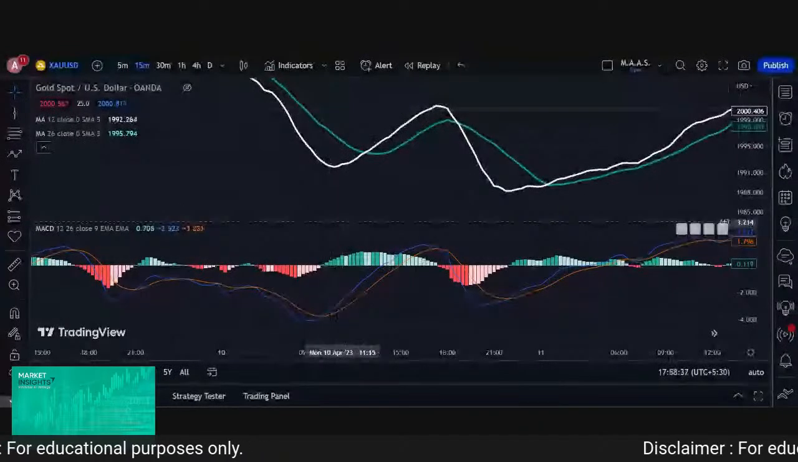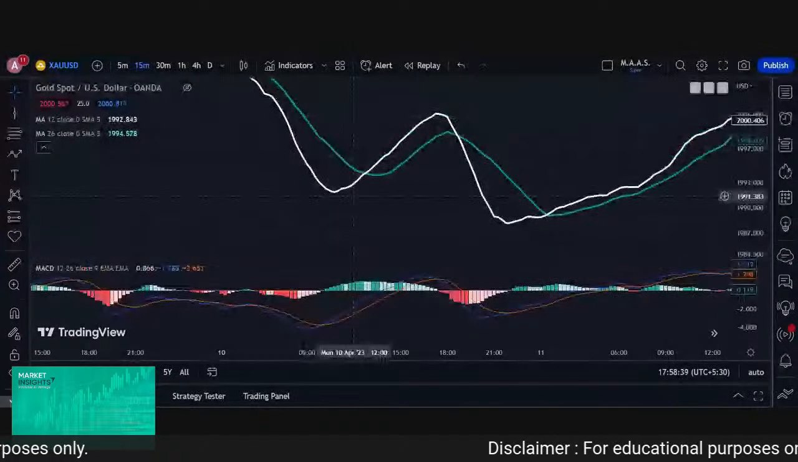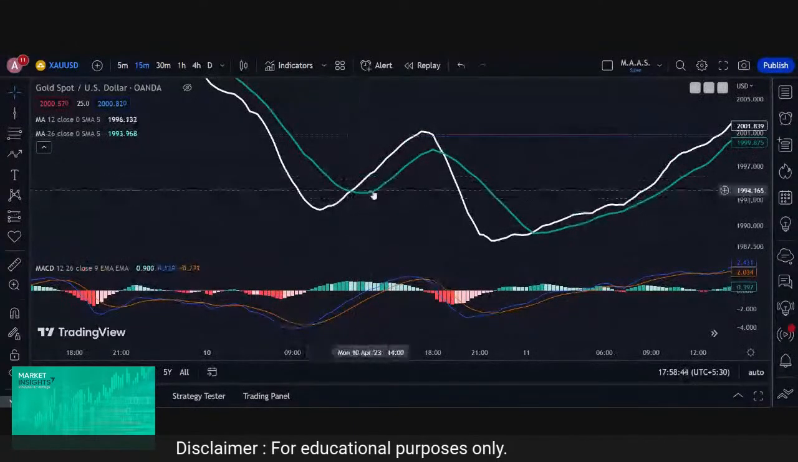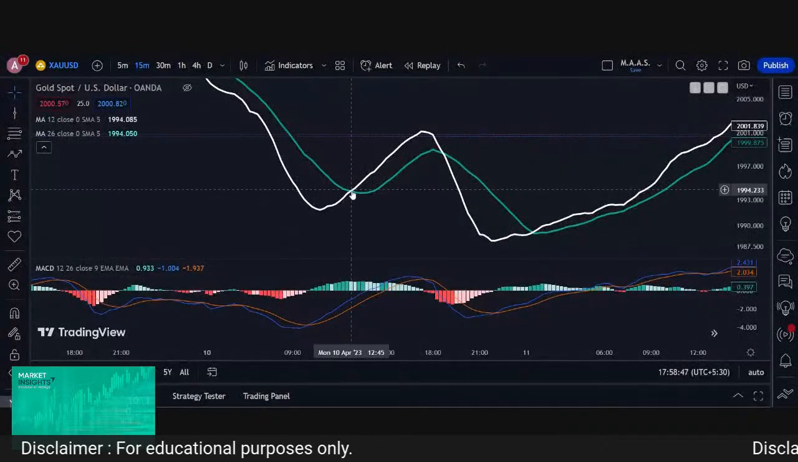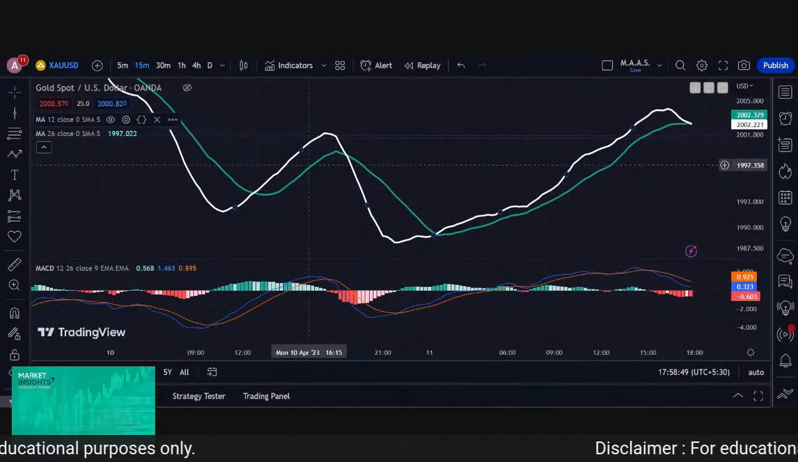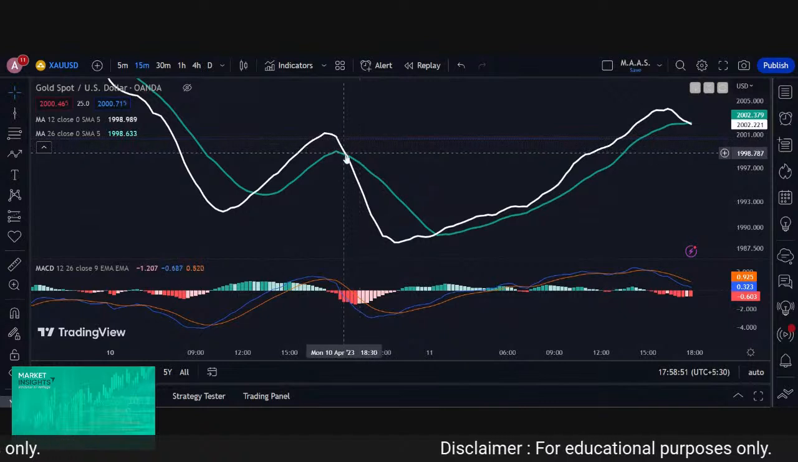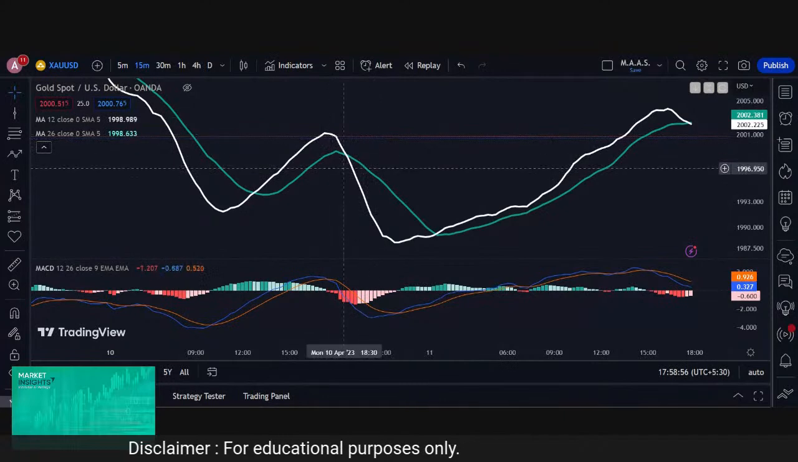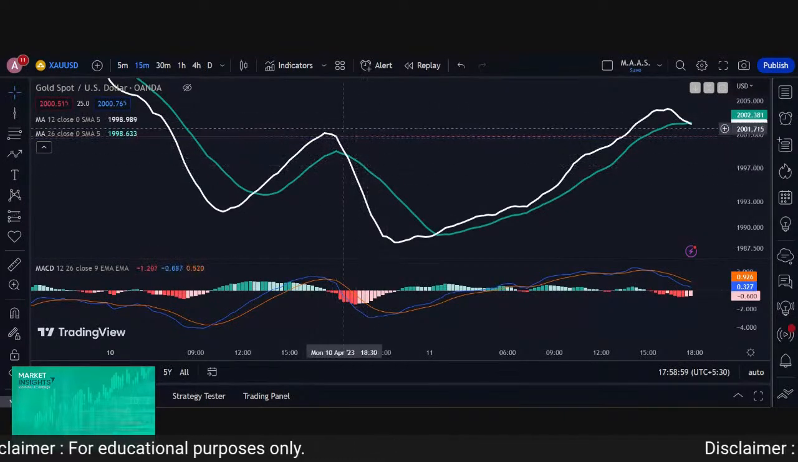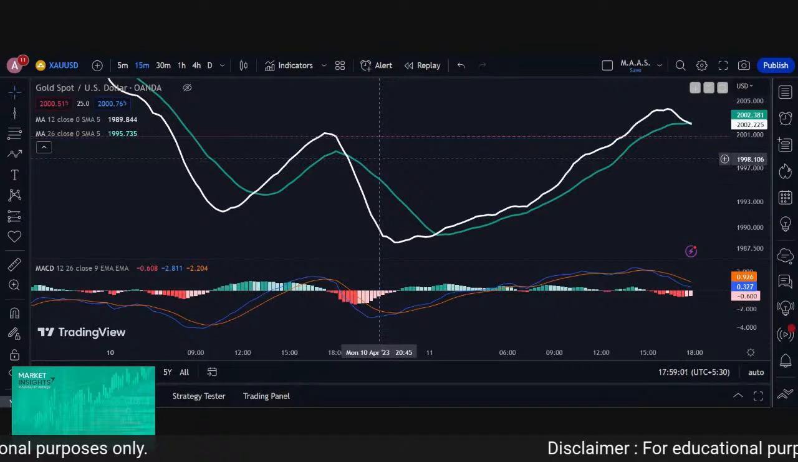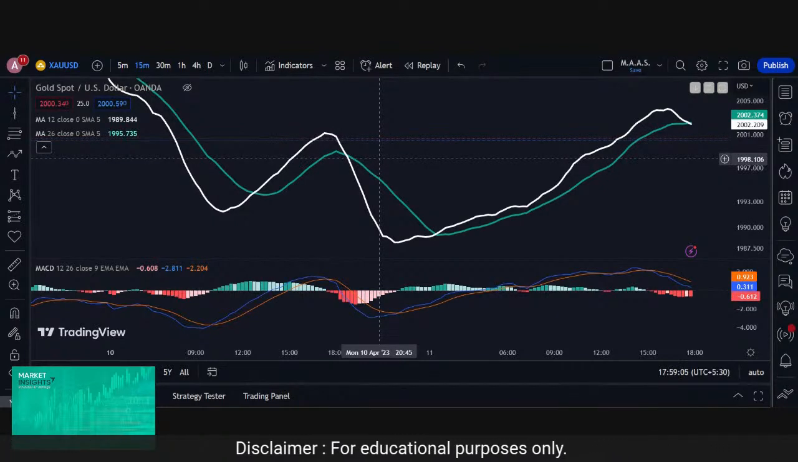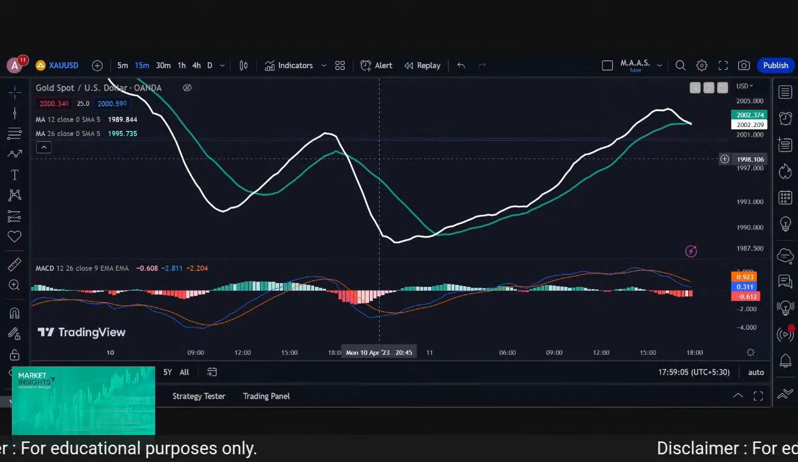In this particular example, when this white one goes above the green one, it's called a crossover, especially a bullish crossover. When the first one goes under, it crosses under, it is called a cross under, or what we can say is a bearish crossover. We can say either one: bearish crossover, or cross under. These two things happen.